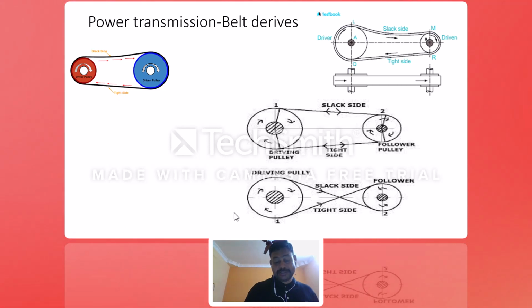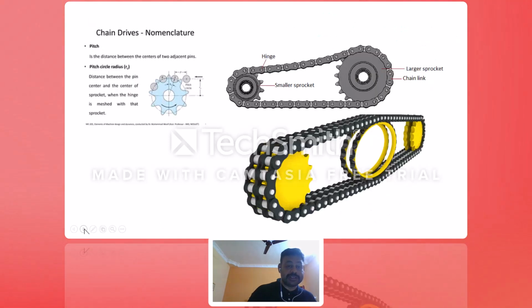That is a real-time example to understand. Here you have a driver pulley and a driven pulley. If you look at the top view, it will be like this, right? And normally a flat belt is used. Here you have different dimensions, right? You have the driving pulley, tight side, and slack side. This is the basic structure of the belt drive.